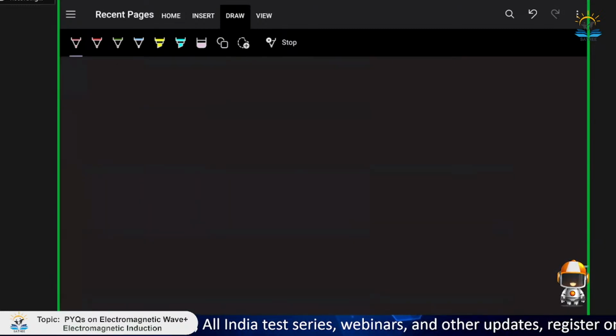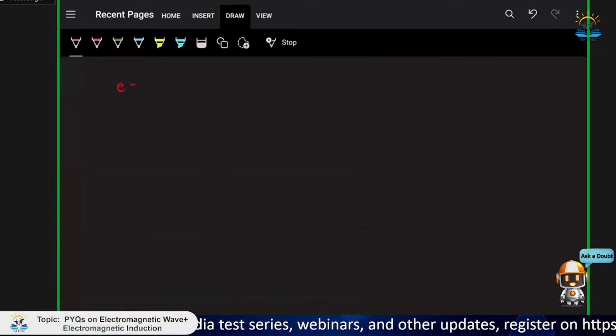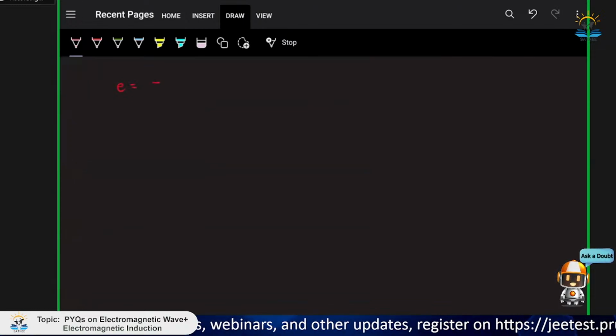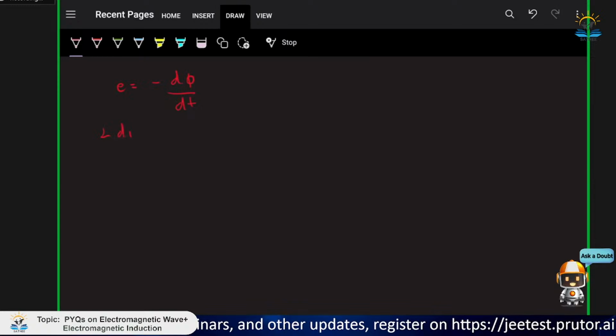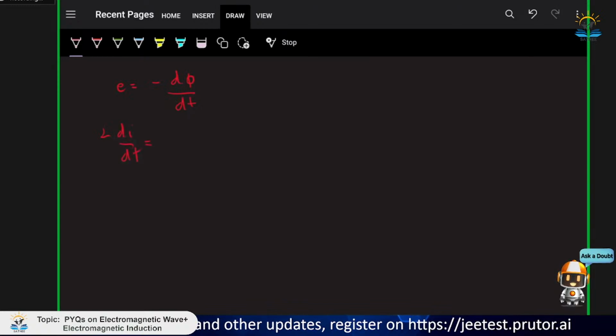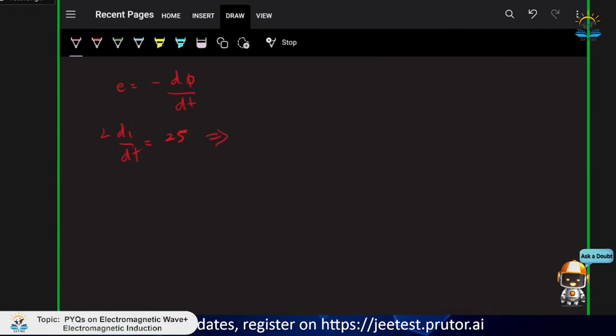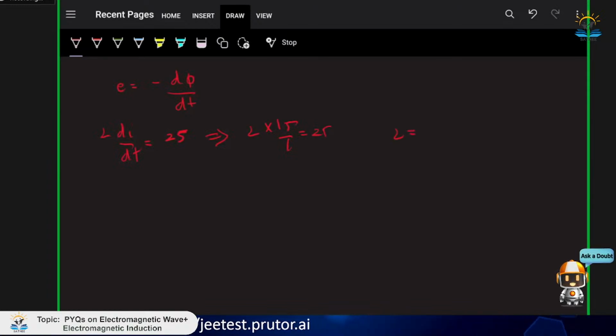Induced EMF is by Faraday's law, minus d phi by dt, correct? It will be equal to L di by dt, which is equal to 25. From this, we will get L into 15 by 1 equal to 25. So L will be how much? 5 by 3 Henry, correct?